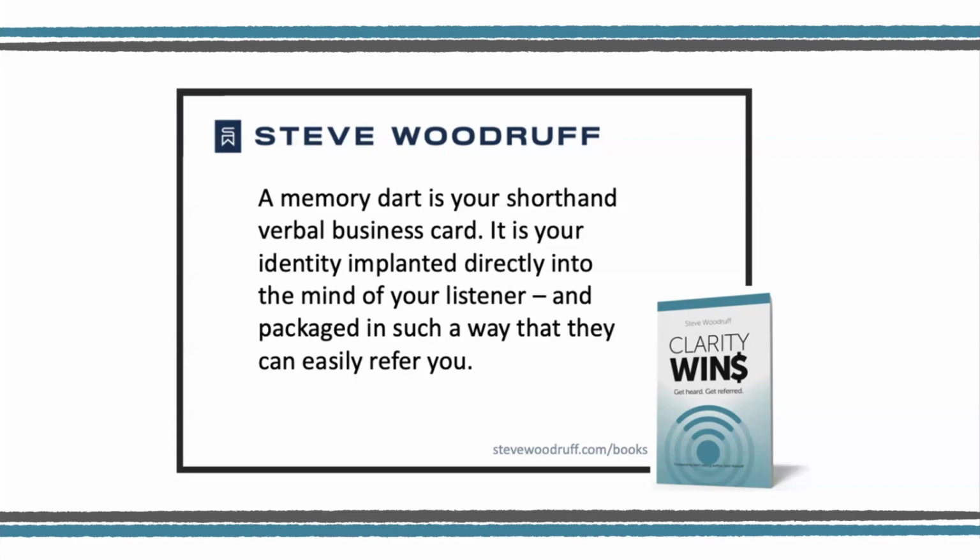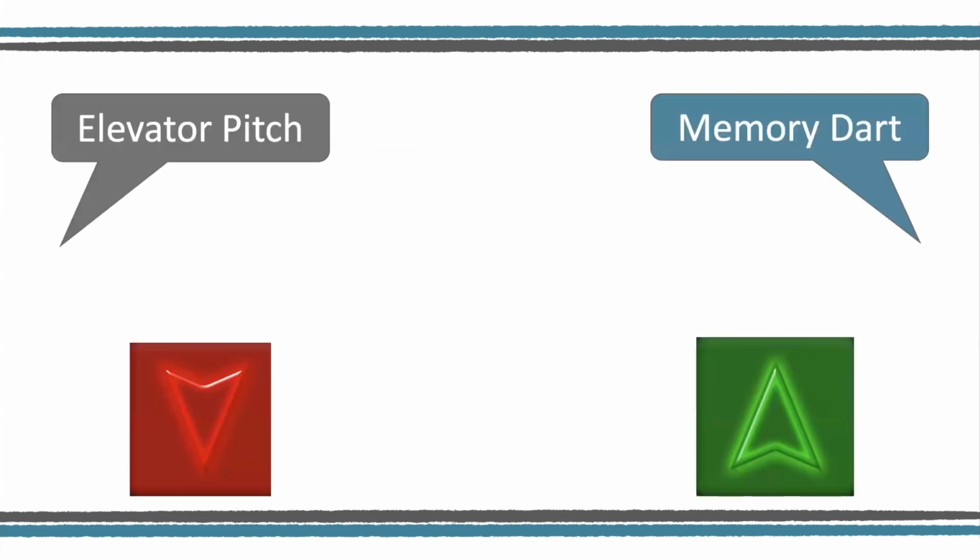So the best way we can promote our business is by planting the ideas, the pictures in people's minds about who we are and what we do. That's a memory dart. Think of the difference between an elevator pitch and a memory dart this way. In an elevator pitch, you're telling somebody who you are and what you're all about, and you're actually trying to sell them on a next step. I don't know about you, but when I'm in an elevator, I don't want people telling or selling me anything. I don't want that when I first meet somebody.